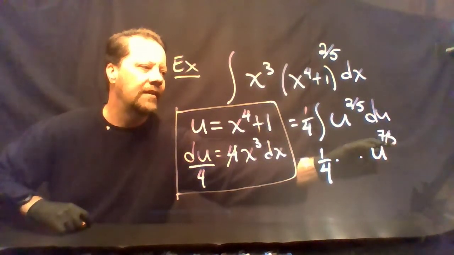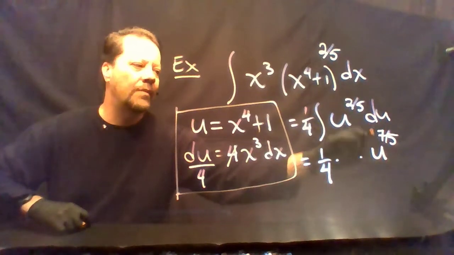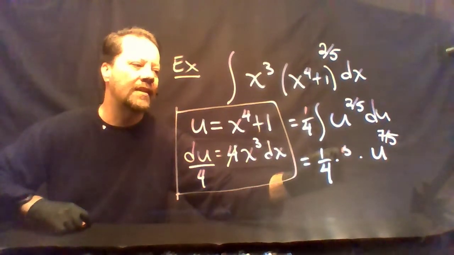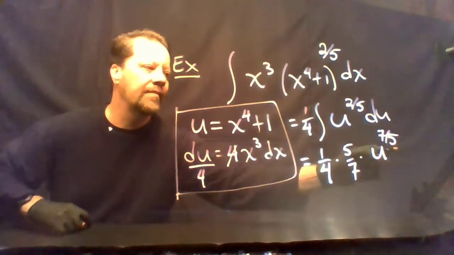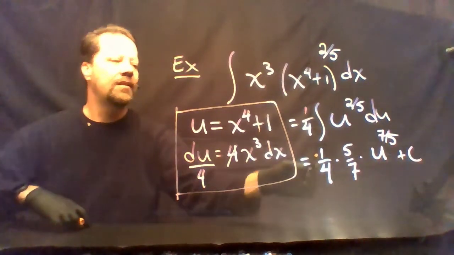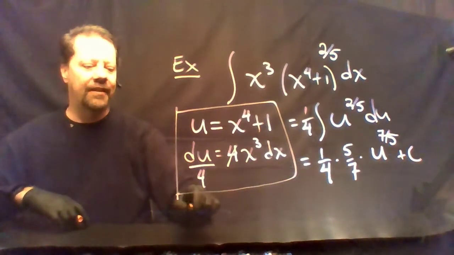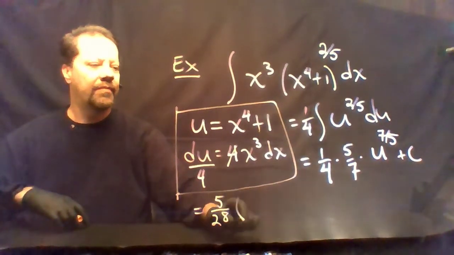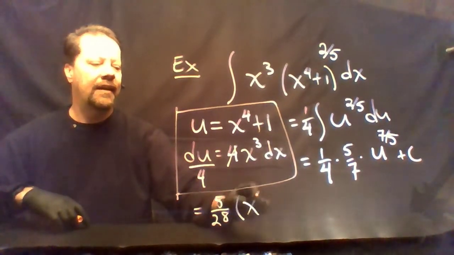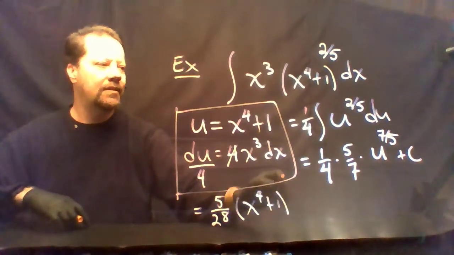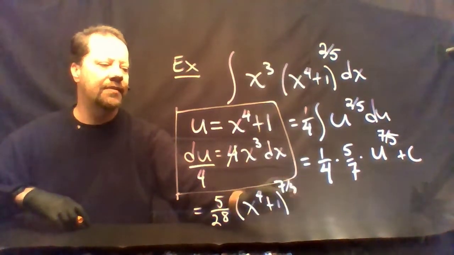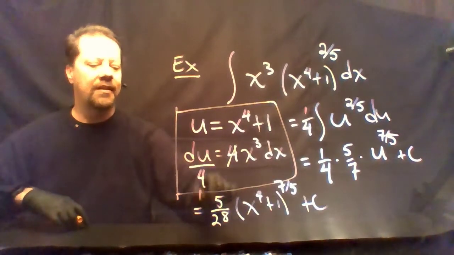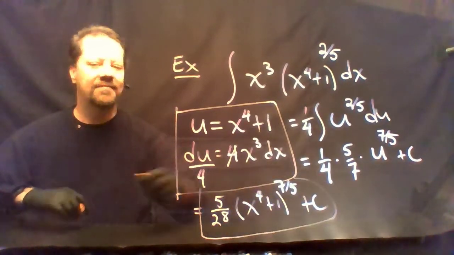That gives me 7/5. And when we divide by 7/5, it's like multiplying by 5/7. So we're going to have 5/28 out front, followed by x to the 4th plus 1 to the power of 7/5 plus an arbitrary constant of integration.